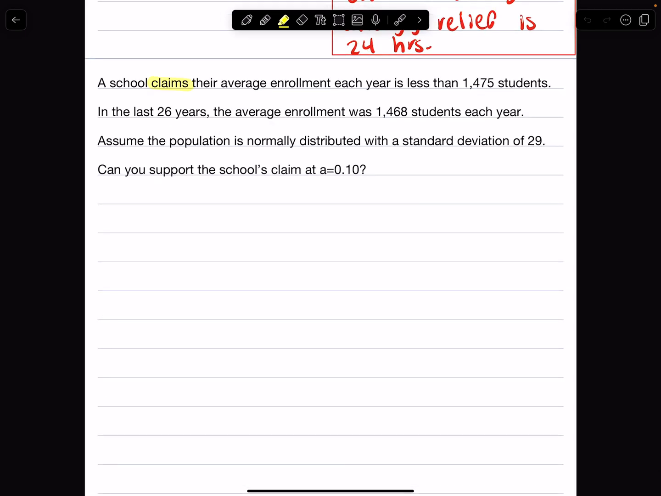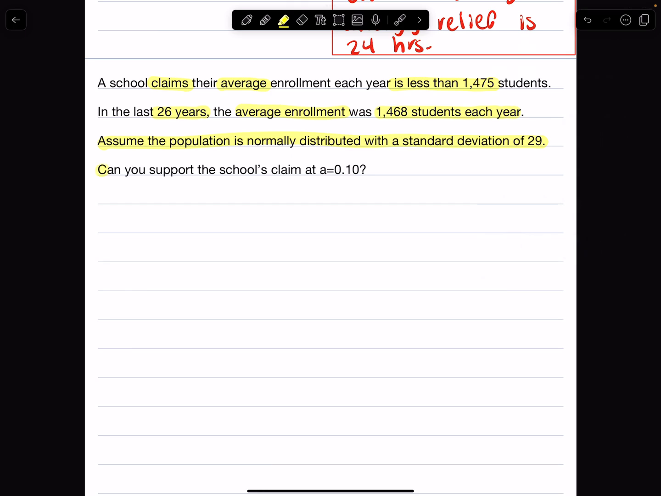A school claims their average enrollment each year is less than 1,475 students. In the last 26 years, the average enrollment was 1,468 students each year. Assume the population is normally distributed with a standard deviation of 29. Can you support the school's claim at alpha equals 0.10? Okay, what's the question?